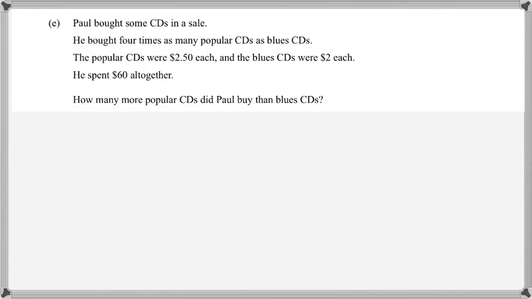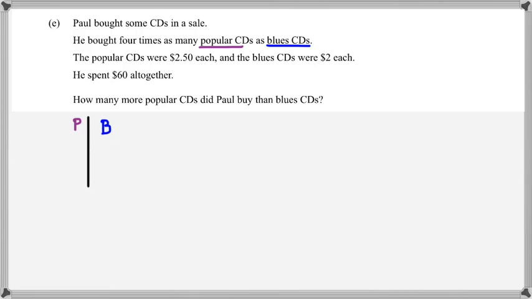All right, guys. So with this question, I'm not going to lie, I always have problems with creating equations for this question. But the best way that I learned to do this is to create a little table. Because I've got blue CDs and popular CDs, I'm going to use purple and blue color just to keep things in a bit of a pattern here. So we've got purple and blue.